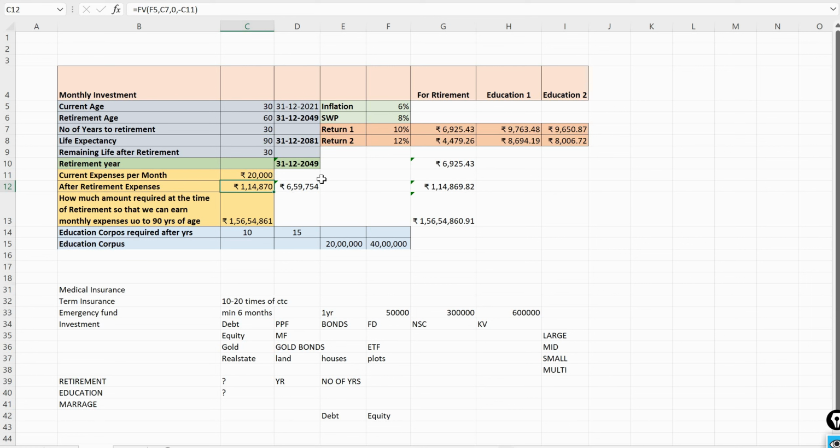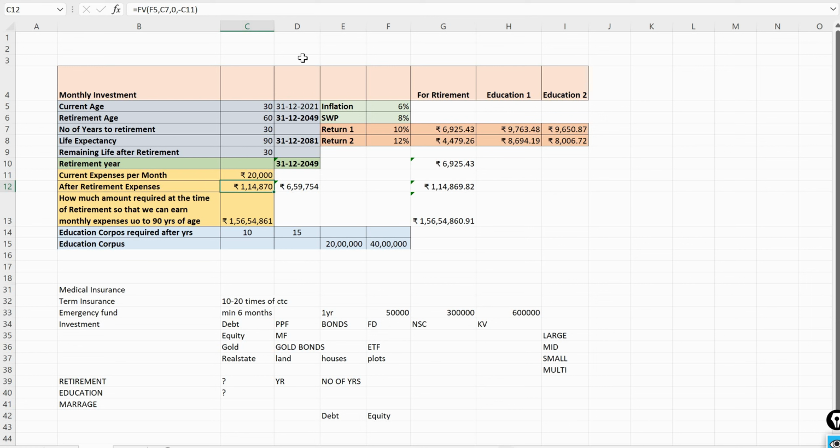And my life expectancy, just as an example, if I take it as 30 years after retirement, means up to 90 years. Because I will retire at 60 and after retirement, my life expectation is up to 90, so for the next 30 years I will look to get monthly income. For the retirement purpose, we are taking the returns as 10% and 12%. We have considered how much we have to invest.